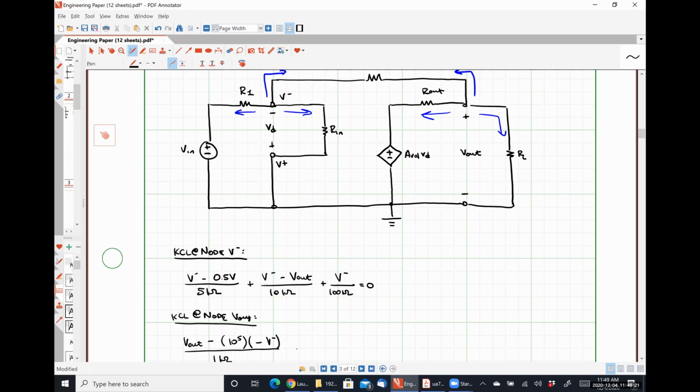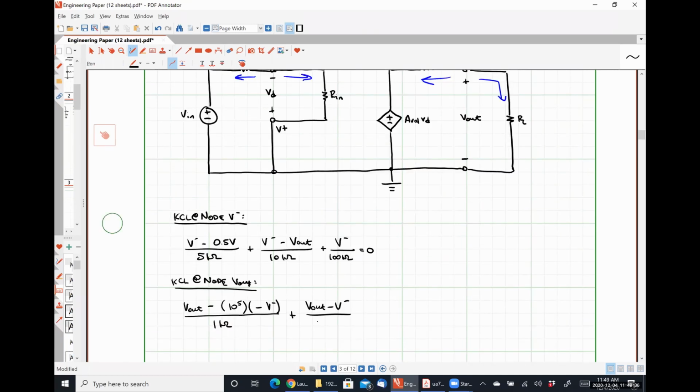Then I'm going to have the current up and to the left through my feedback resistor. So that's going to be V out minus V minus divided by 10 kilo ohms, plus V out divided by my load resistance, which I believe I said was 8 kilo ohms, is equal to 0. So I have two equations, two unknowns.